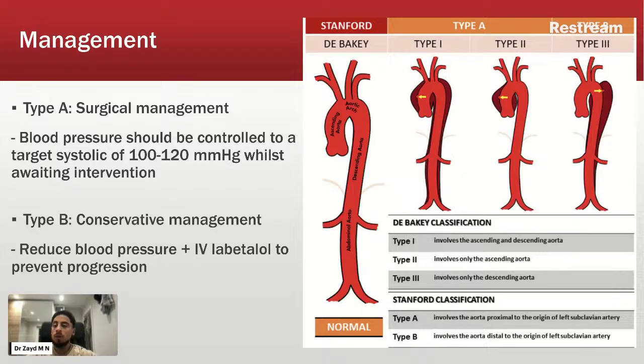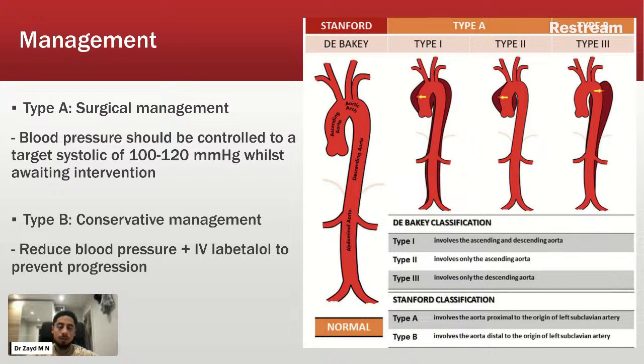So again, aortic dissections are classified in two different ways. There's the Stanford criteria and the DeBakey criteria, and they both work together. Stanford defines them as type A and type B, and then DeBakey will class them as type 1, 2, or 3. On the left is a normal aorta. You can see that you've got the abdominal aorta, descending aorta, aortic arch, and the ascending aorta there.